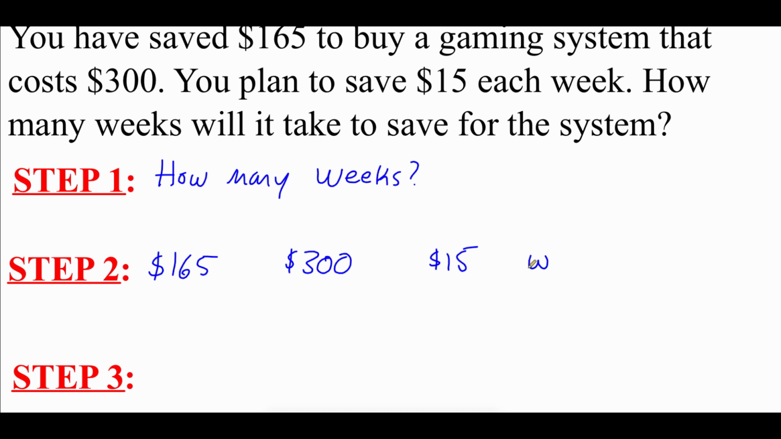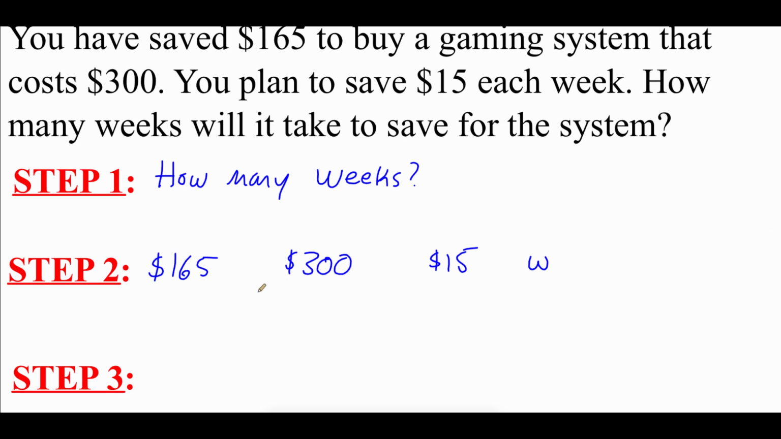Now in step number 3, we're supposed to take that important information and try to write out an equation that we're going to be able to solve. So we know that you've already saved $165, but you're going to be adding more money to that as you're saving. And you're going to be adding $15 every single week. So what we're going to do is add 15 times W. That means $15 per week. And in order to be able to buy this gaming system, you need to have a total of $300. So when you add these values together, hopefully you end up with $300.